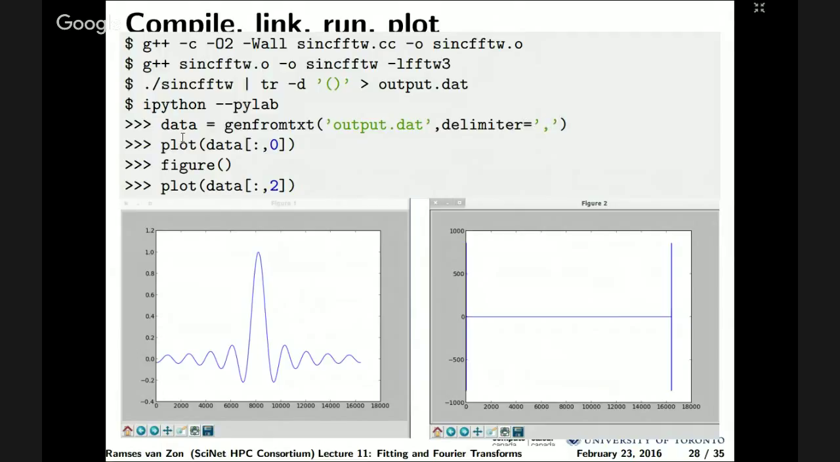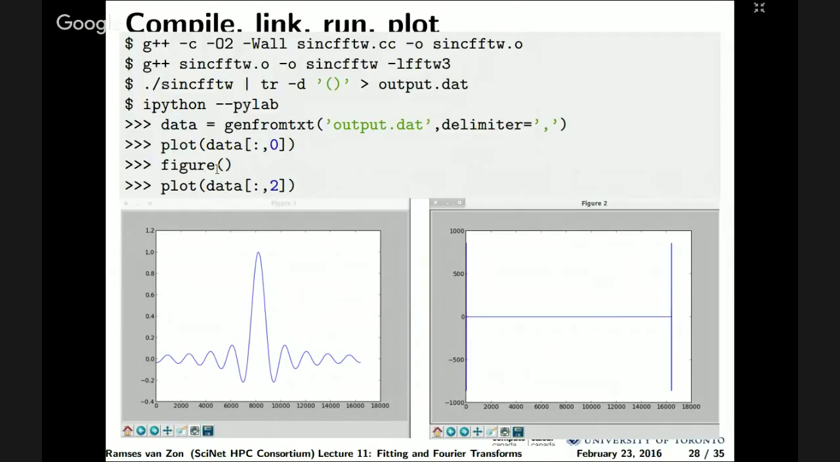Here's my file name, and everything is now delimited by commas, so that's what that means. It's in data now. This is basically a two-dimensional array with these columns, and I can ask it to plot the data in the first column. That's this. So that's the real part of my sinc function, and that looks like a sinc function. The only difference is that the x values make no sense, because these are samples just numbered from 0 being the first sample to 16384 as the last. So my x coordinate is gone and has been replaced by an index.